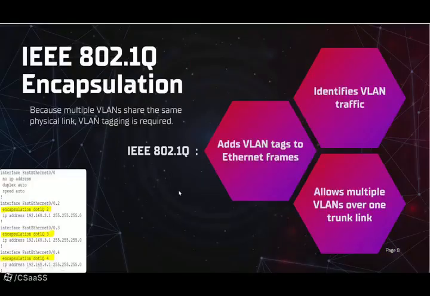And now let's talk about a tag here, encapsulation dot1q 2, because multiple VLANs share the same trunk link. VLAN identification is required. IEEE 802.1Q provides VLAN tagging, and this tag is added to Ethernet frames so that the router and switch can identify which VLAN the traffic belongs to. And this mechanism is essential for router on a stick operation.